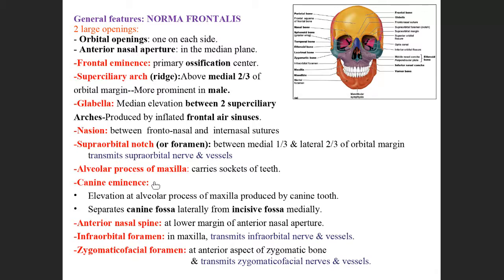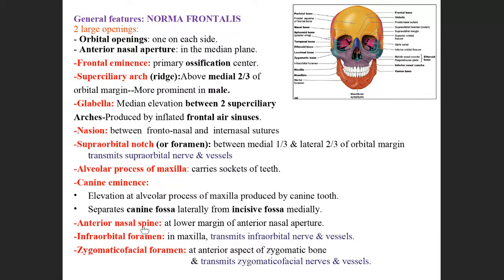And then the canine eminence. So what is the canine eminence? It is an area just above the canine teeth, elevated at the alveolar process of the maxilla, produced by the canine teeth. So this is an area above the canine teeth. That area is called the canine eminence. Okay. It separates the canine fossa laterally and the incisive fossa medially. Okay. In between these two areas.